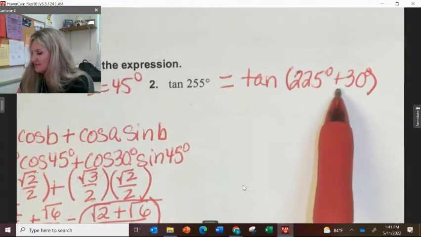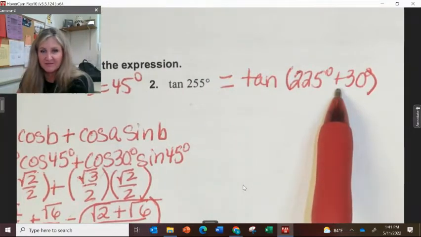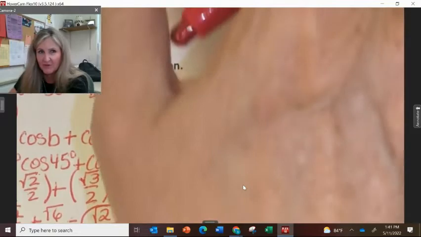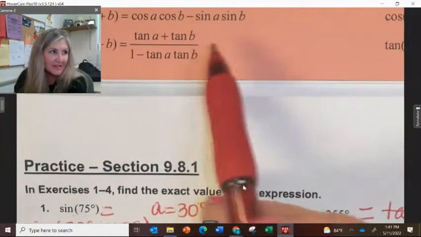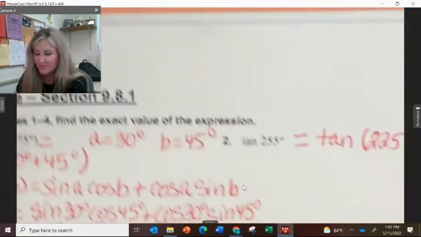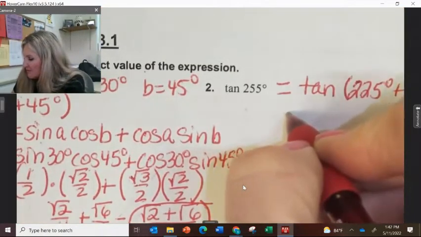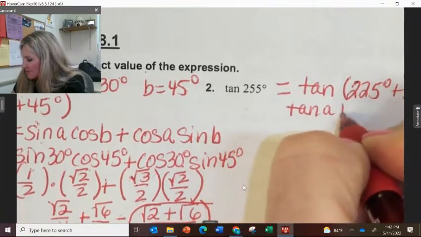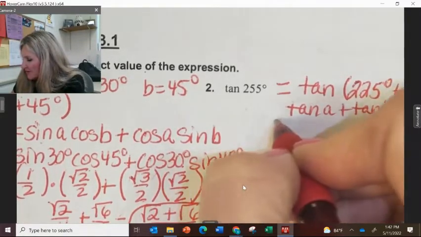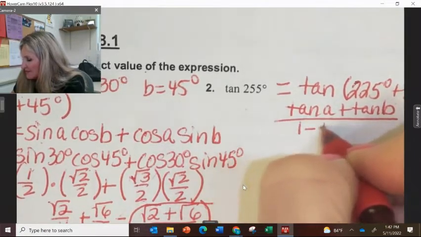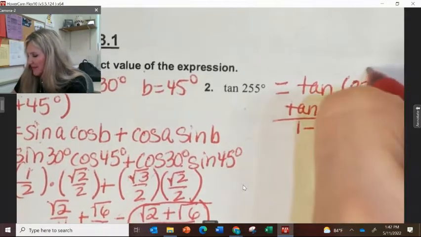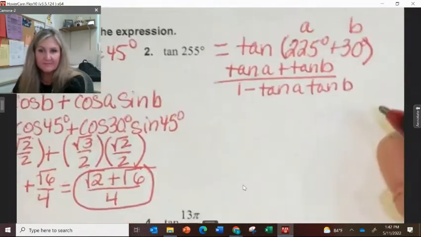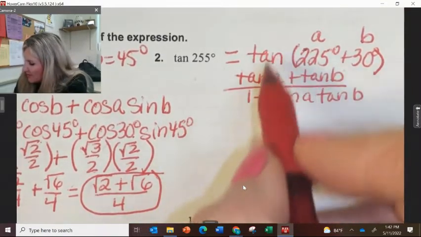All right, let's look at our formula now for tangent. Is this a sum or a difference? Sum. So I'm looking at the sum formula. Next year in pre-calc, they're going to make you memorize these, but for now we're going to give them to you. Here's our formula: tan A plus tan B over 1 minus tan A tan B. Here's A, here's B.